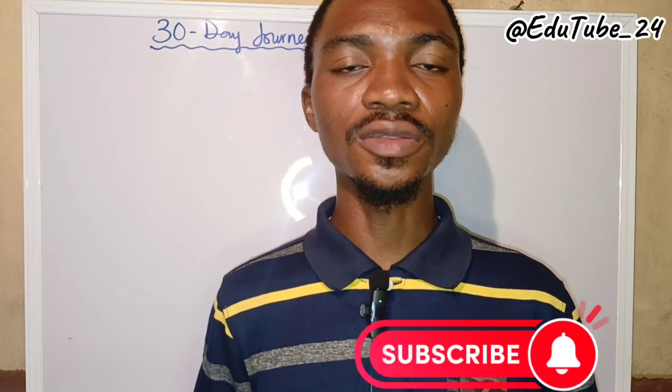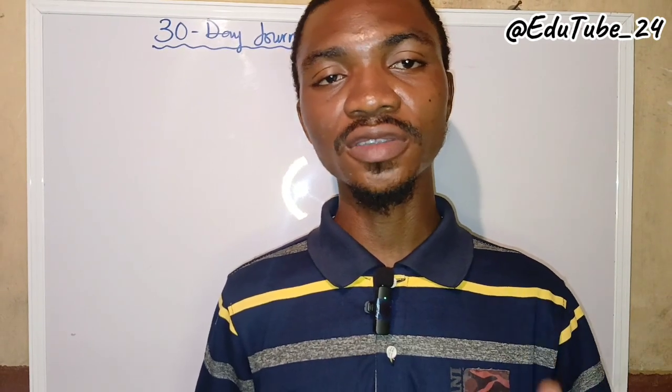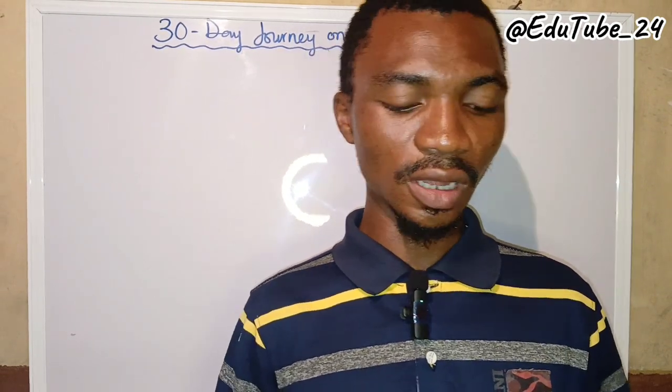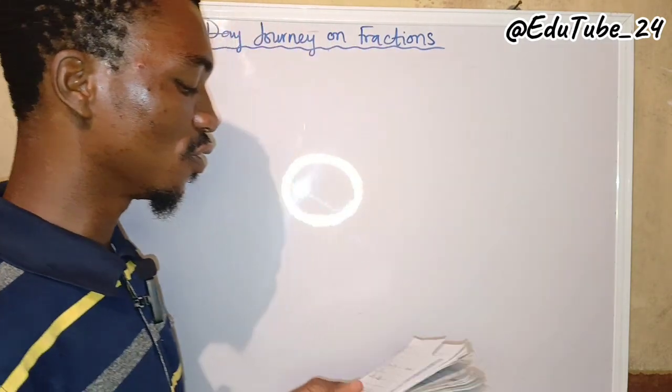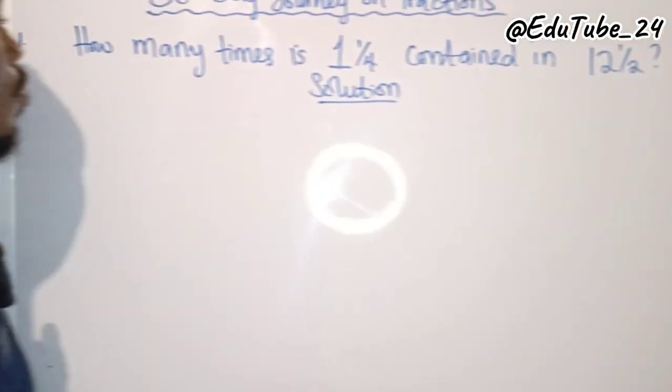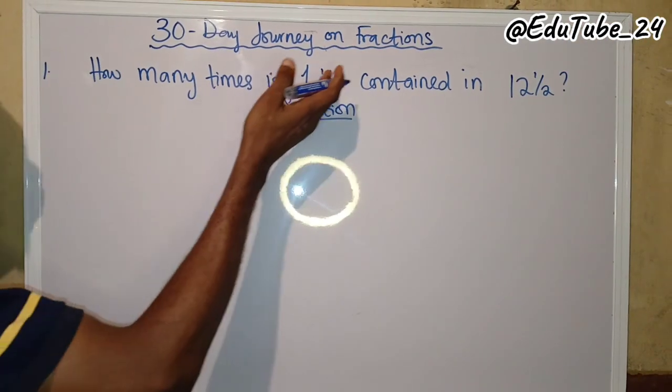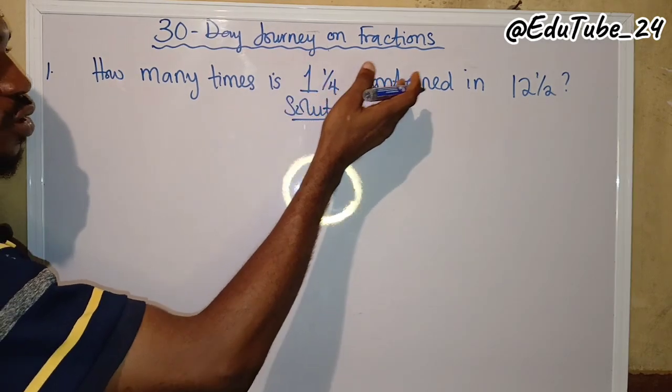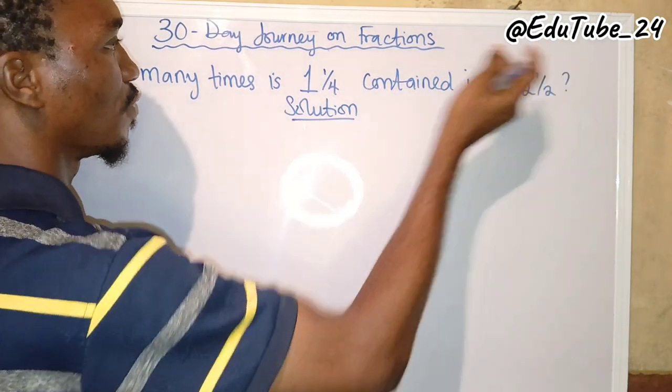So in this lesson, we are going to be tackling just 3 word problem questions. Now let's proceed. Number 1 question says, how many times is 1 and a quarter contained in 12 and a half?